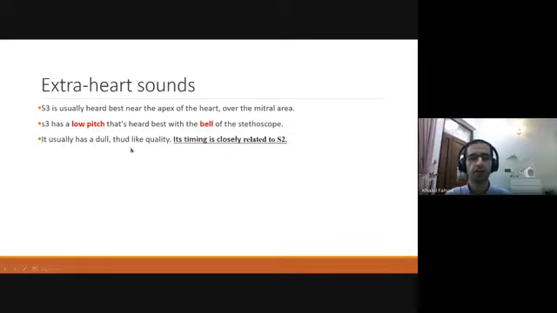And it has a dull thud-like quality. And for your question, its timing is closely related to the second heart sound after disappearance of the pulse. So it is just early in diastole, after disappearance of the carotid pulse and related to the second heart sound. So this is for S3.